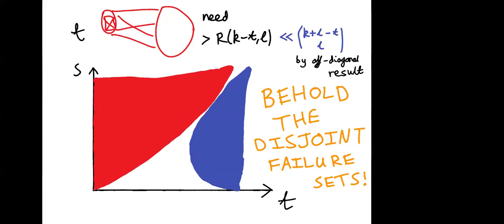And behold the disjoint failure sets. You can basically think it comes down to a two-dimensional picture, depending on how many red steps and how many blue steps you do. And you can plot where you will fail to find a book that's large enough and where you fail to get a blue clique on the left. And in all cases, one of these two things happens. So you either get the red book you wanted, or you get the clique of blue on the left.